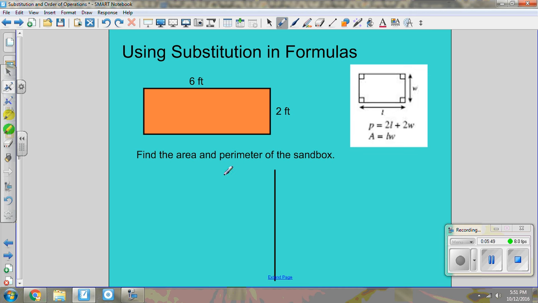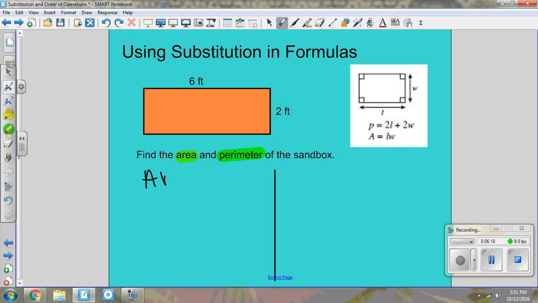Most of the time when we see substitution, we're using them in formulas. So I have a section of our formula sheet that we get to use on the SOL right up here in the top corner of my screen. And I also have a rectangle that we're going to be using. Our directions say to find the area and the perimeter of this sandbox. So this rectangle here is actually a sandbox, and I'm going to find both of these values. So let's start out with the area.